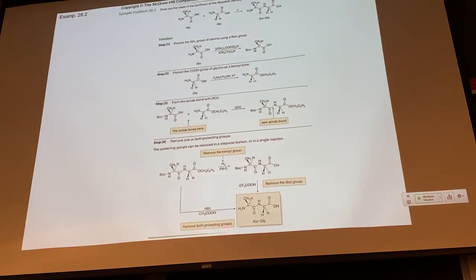Okay, and then now it's time to remove the protecting groups, and because of the groups that they've chosen, we have the ability to remove one of the protecting groups or to remove both protecting groups simultaneously. When would you want to remove just one protecting group? Exactly. If you wanted to make a longer chain peptide, more than just the dipeptide, then you would only want to take off one of your two protecting groups, so you could then perform a subsequent amide bond forming reaction.